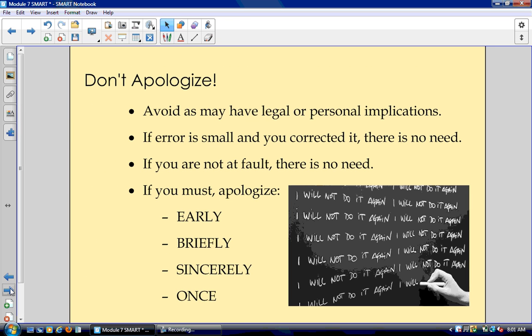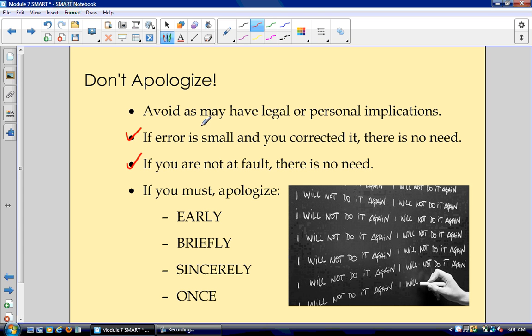Now, apologies. One of the ways people often try to soften negative messages is to apologize. It seems like the polite thing to do. I generally say, don't do it. Don't apologize. And the book reinforces this, particularly in situations where the error is small and you've already corrected it. There's no need to apologize. You've solved the problem. If you're not at fault, it's not anything you did. It's something the customer participated in. There's no real fault there. There's no need to apologize.